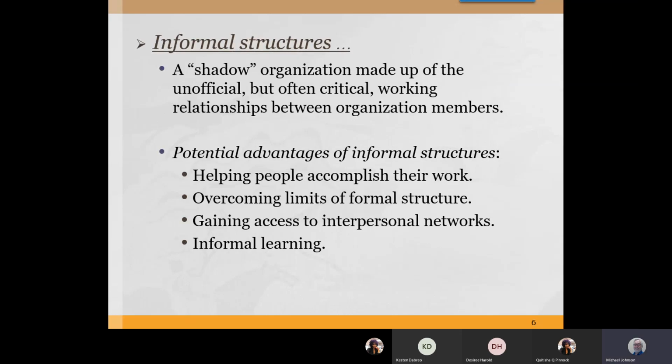You also have the informal structure. This is the shadow organization made up of unofficial but often critical working relationships between the members within your particular departments or organization. Potential advantage of informal structure? Well, these are the assistants.